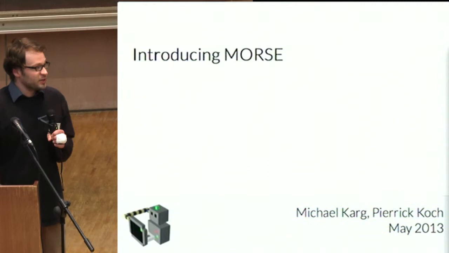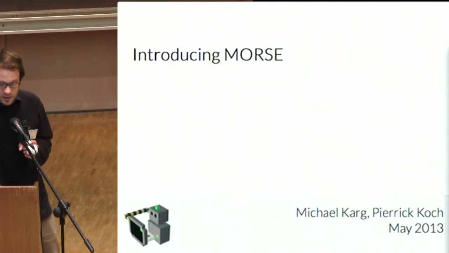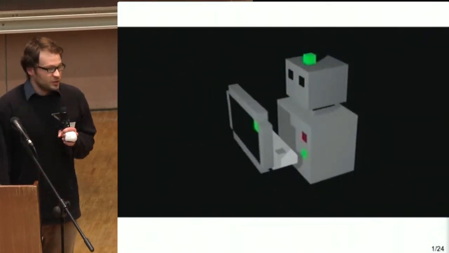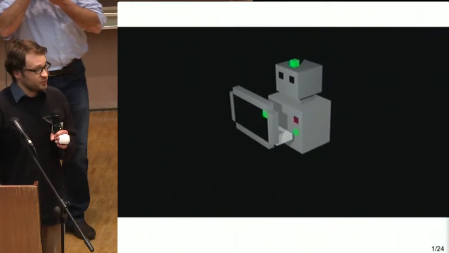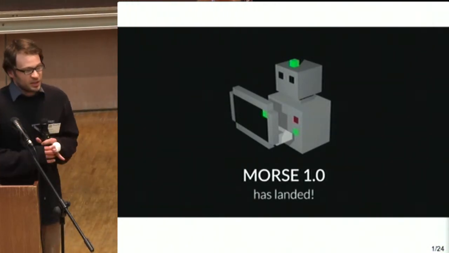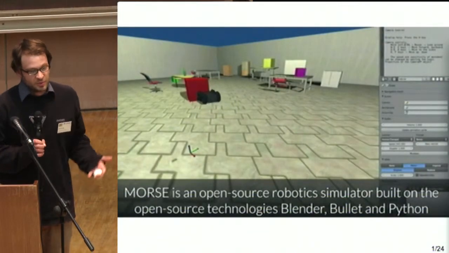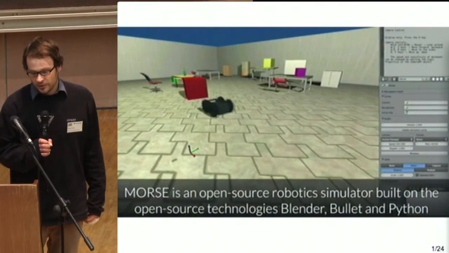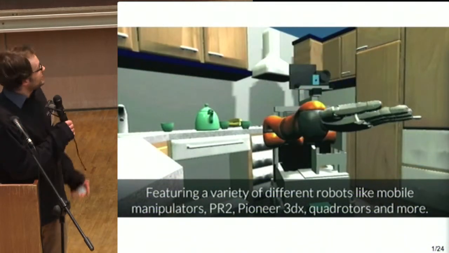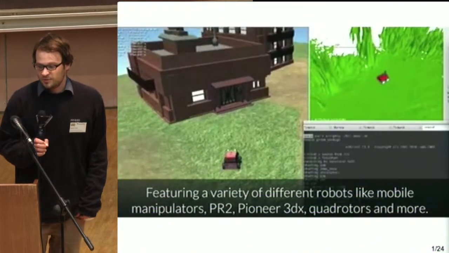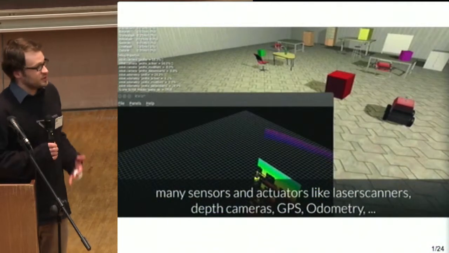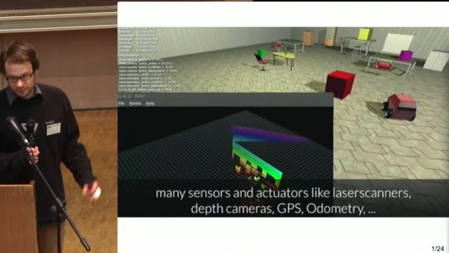To give you a first introduction about MORSE, I would like to start with this little video clip that we did for the 1.0 release, which will feature some scenarios where MORSE is used all over the world. MORSE is basically based on the open source project Blender, which primarily is a 3D modeler, but it also comes with a 3D games engine that we use for our simulations. And a nice thing about this games engine is that it comes with the Bullet physics engine integrated. Bullet itself is also a state-of-the-art open source physics library.